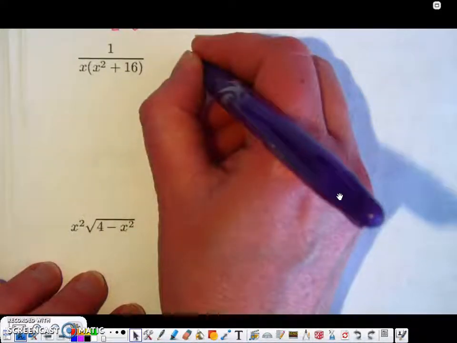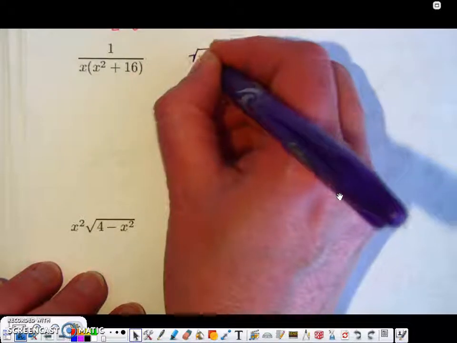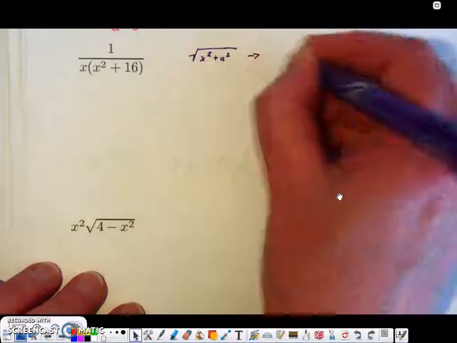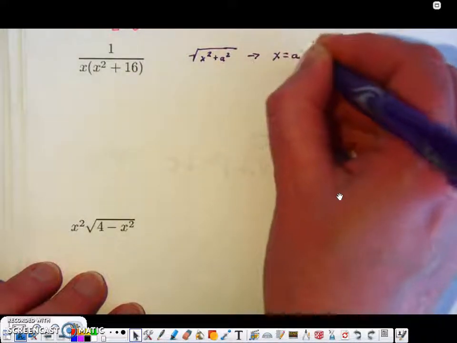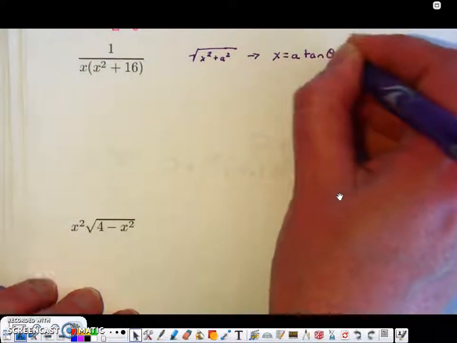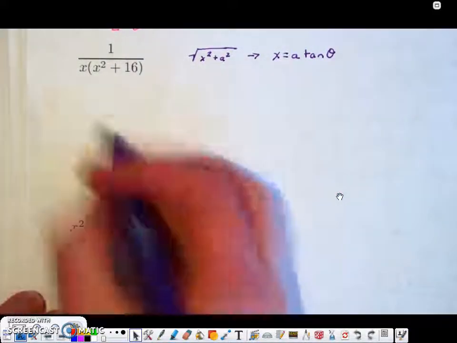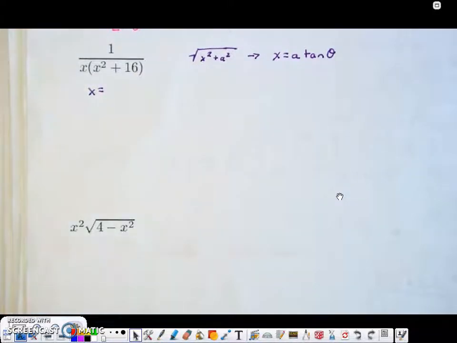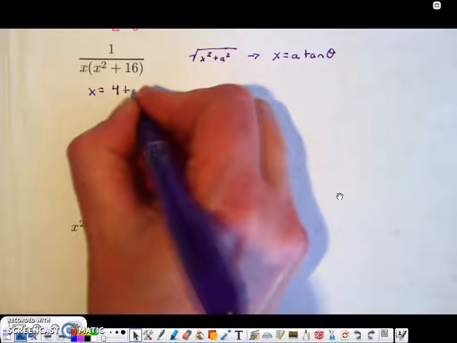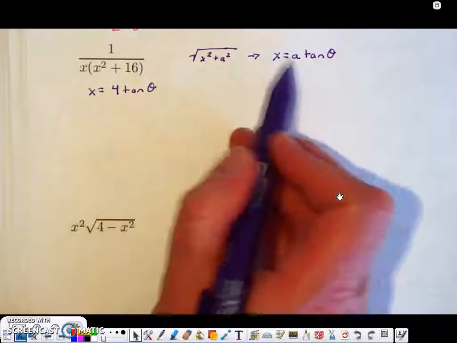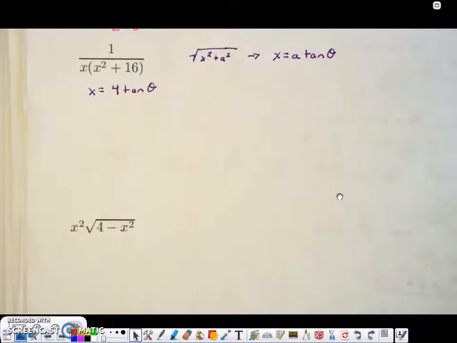So if you look on that first page, it tells you that if it's in the form x squared plus a squared, then a good substitution is x equals a tangent theta. So what would be a good substitution for us based on that? Perfect. 4 tan theta. You're just looking here, this would be 4 squared, so a is 4. That's the substitution we're going to want to make.